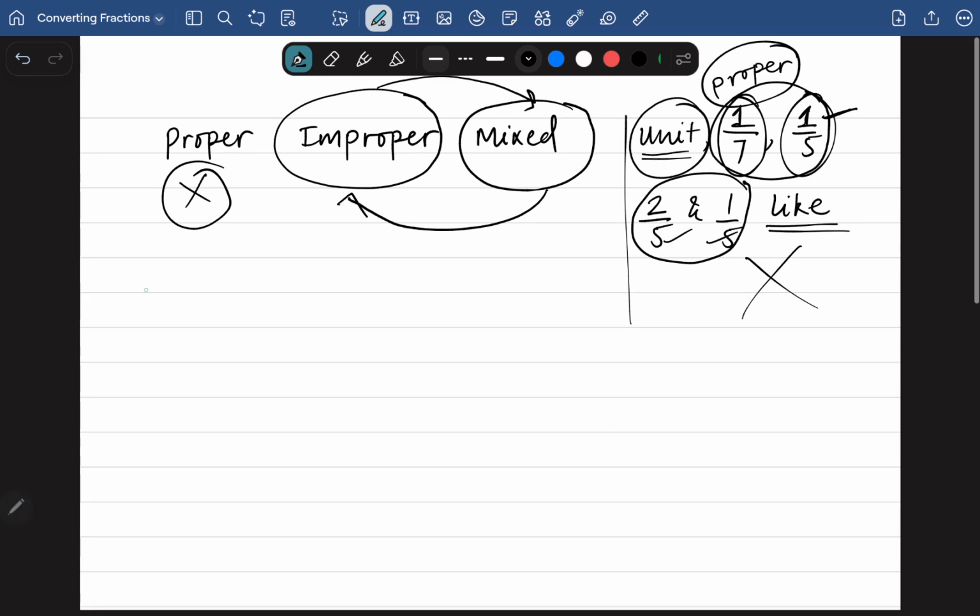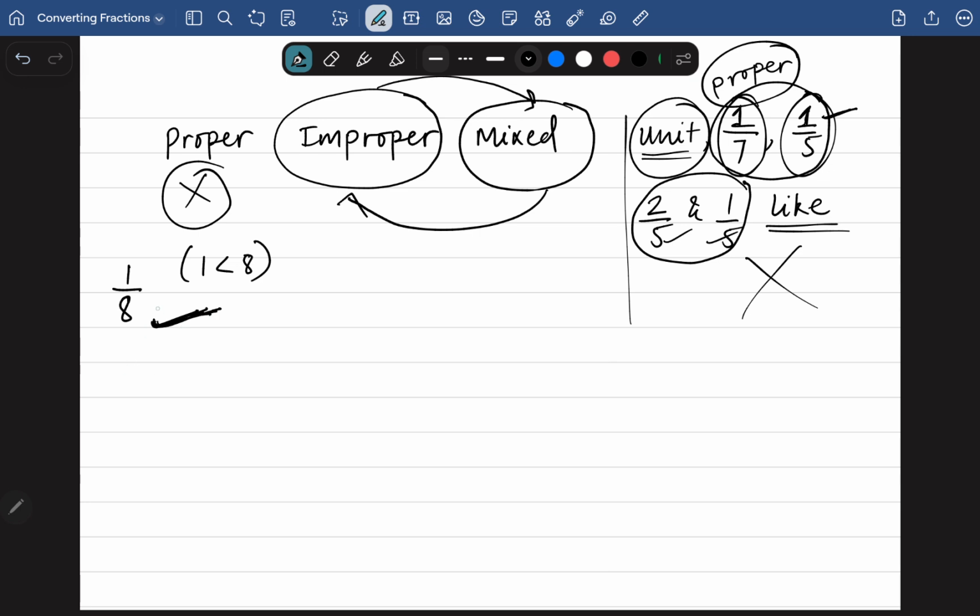For example, if I take the proper fraction 1 over, let's say, 8. So this is a proper fraction. For those of you who don't know, a proper fraction is a fraction in which the numerator is less than the denominator. Numerator in this case is 1, which is less than the denominator, which is 8. So in this case we cannot convert this fraction to any other fraction because it is already in the basic form.